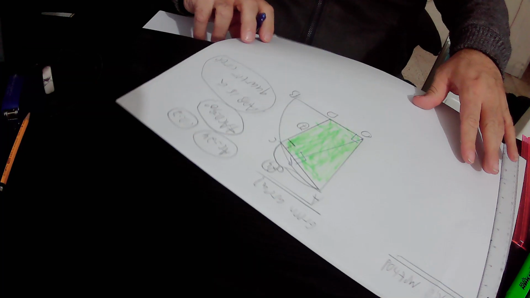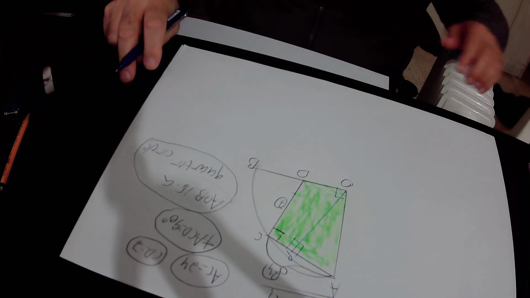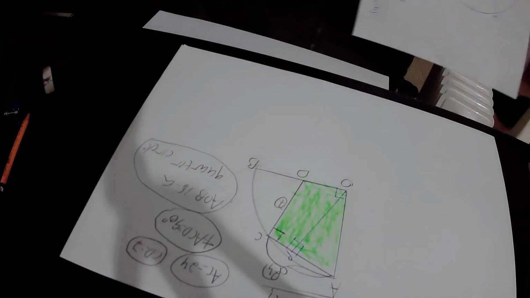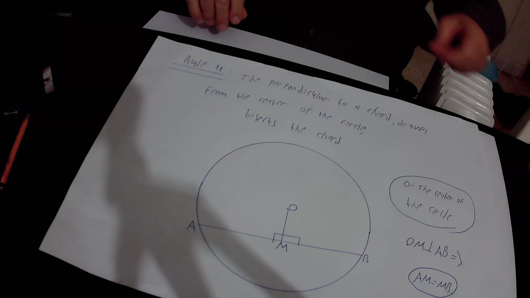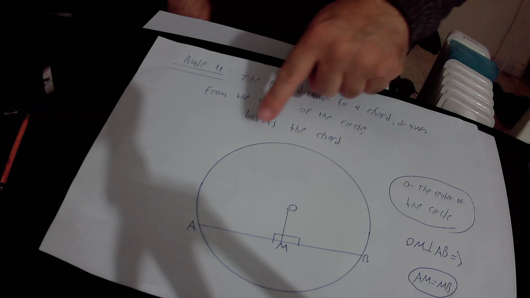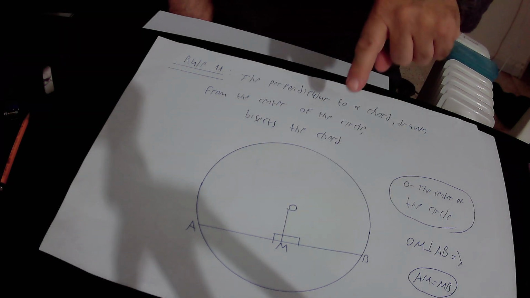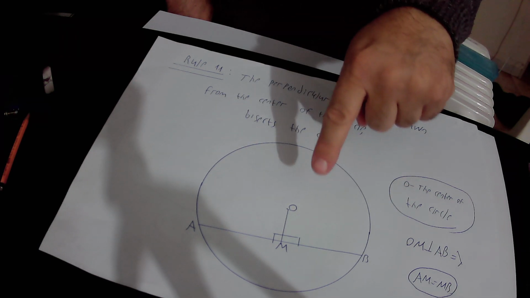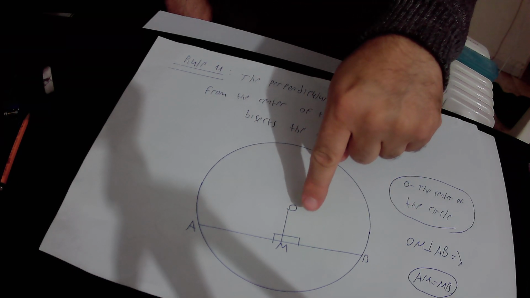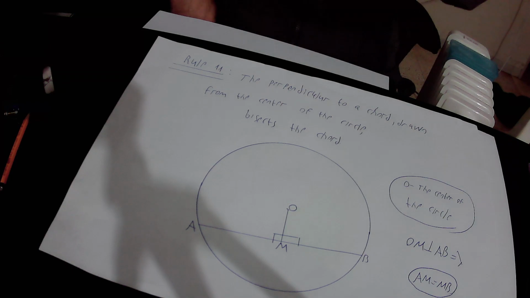So here we have rule number 11. According to rule number 11, the perpendicular to a chord drawn from the center of a circle bisects the chord. Point O is the center of the circle. From point O, we draw perpendicular OM on chord AB. That is to say, this angle equals 90 degrees and this angle equals 90 degrees according to our construction.